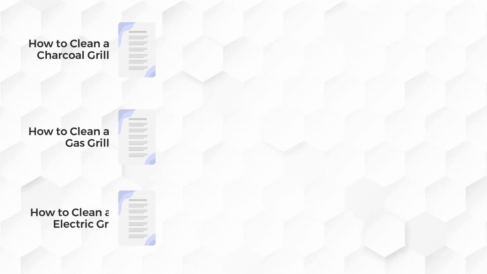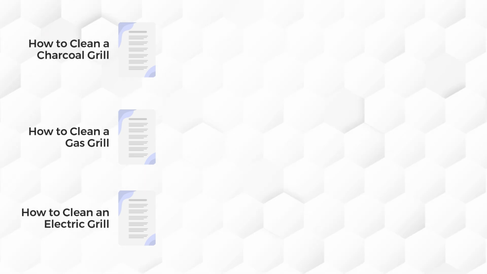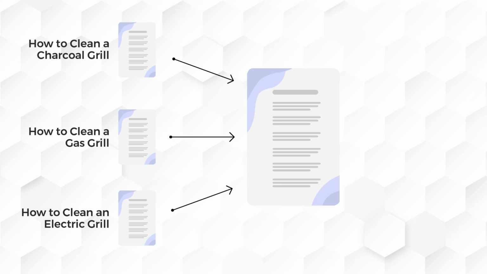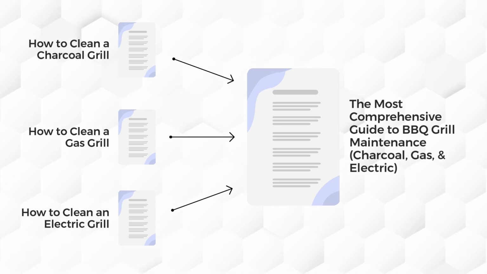Now, the process for combining content is exactly the same as deleting it. You will reuse some of the content from an older or similar article, either add it to another piece of content or a new article, and then do a 301 redirect from the old article to the new. So if you have a large website and you have multiple authors, sometimes you will find content that is similar in nature. For example, if you have content like how to clean a charcoal grill, how to clean a gas grill, and how to clean an electric grill, although they are different keywords, you can combine them into one comprehensive article, such as the most comprehensive guide to BBQ grill maintenance: charcoal, gas, and electric.